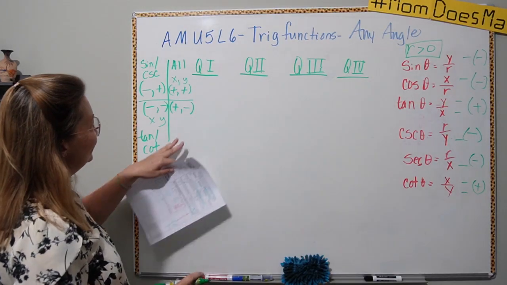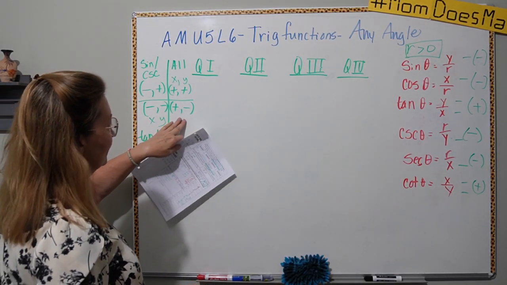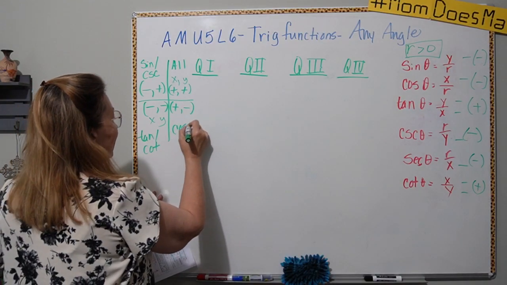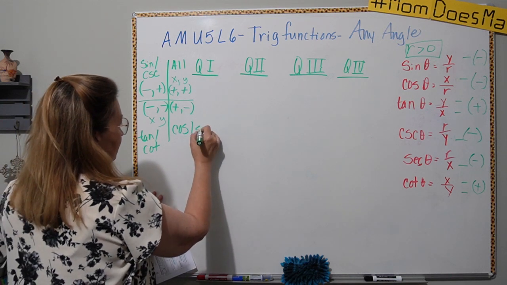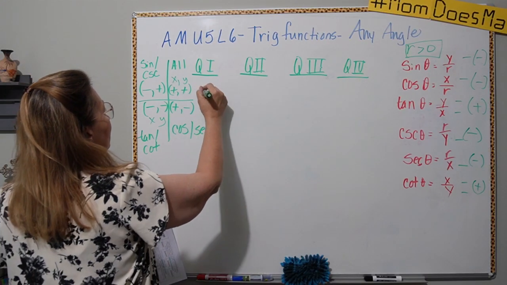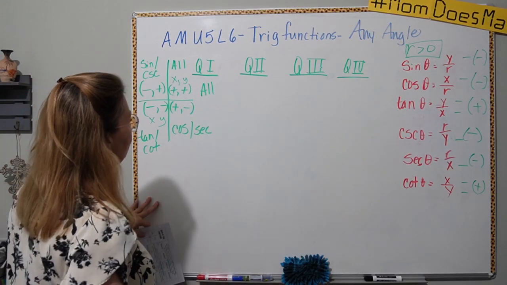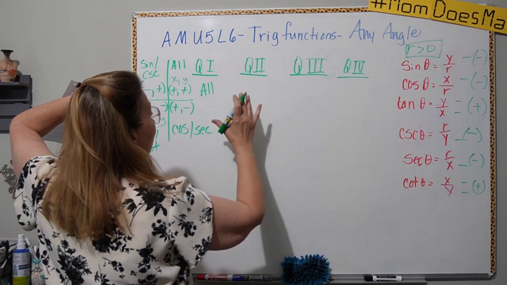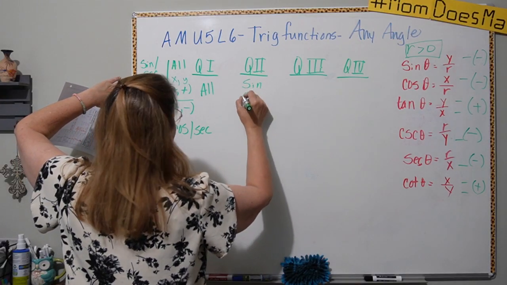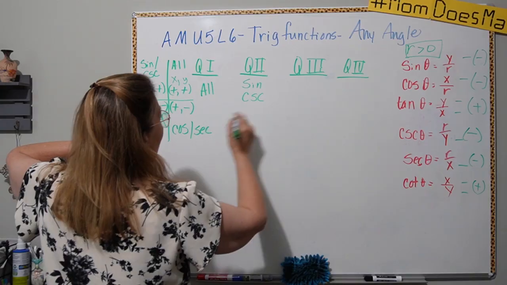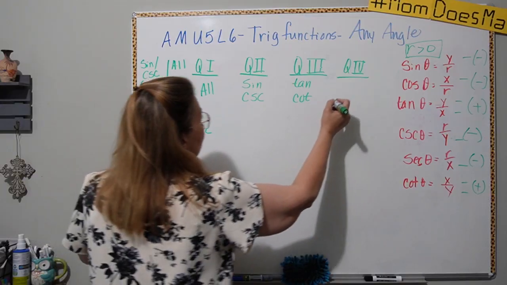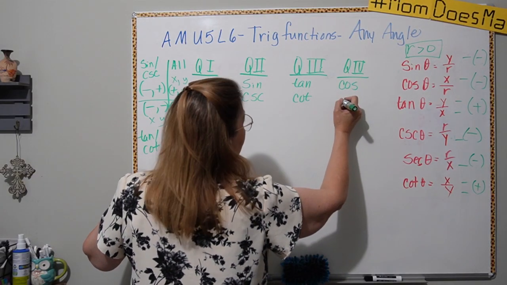Okay, now if I did the same thing for a positive x and a negative y, what I would find out is that's going to be cosine, and its reciprocal function secant. Okay, so let's make a little chart of this. In quadrant 1, everything is positive. In quadrant 2, now this is a chart of the positive things. In quadrant 2, the positives are sine and cosecant. In quadrant 3, we have tangent and cotangent. And in quadrant 4, we have cosine and secant.